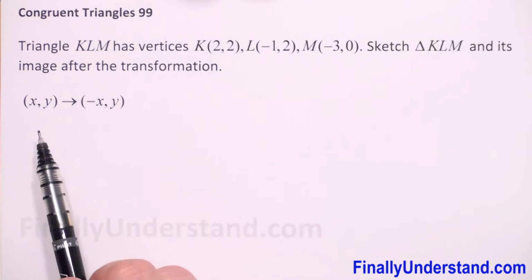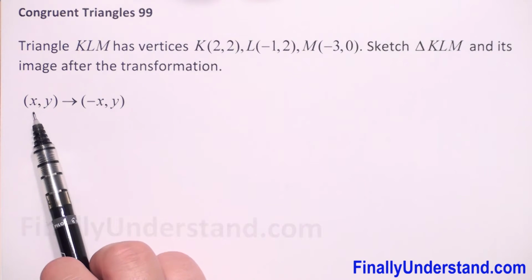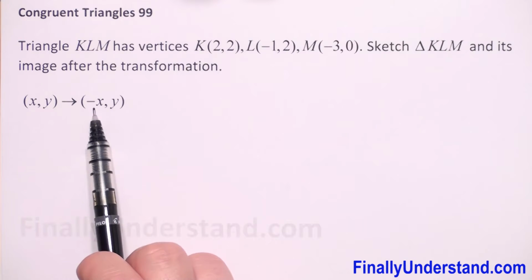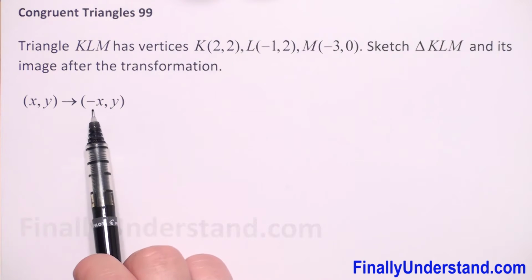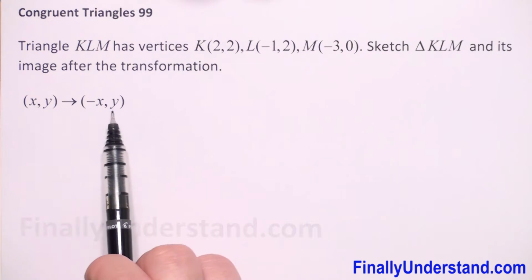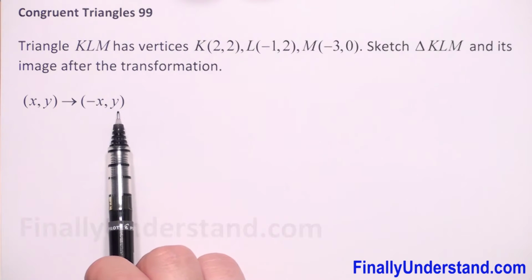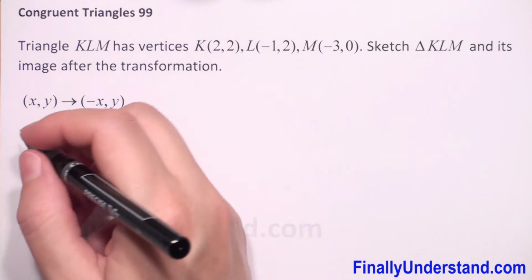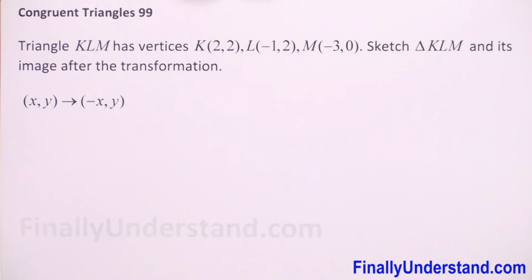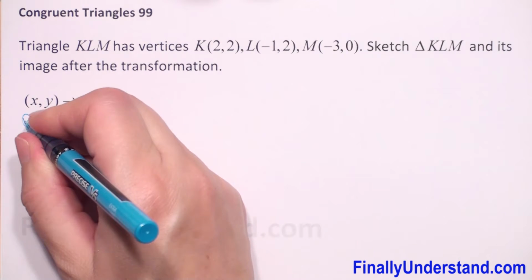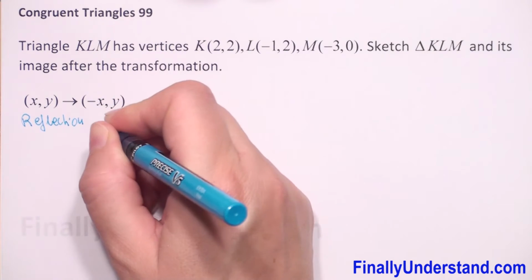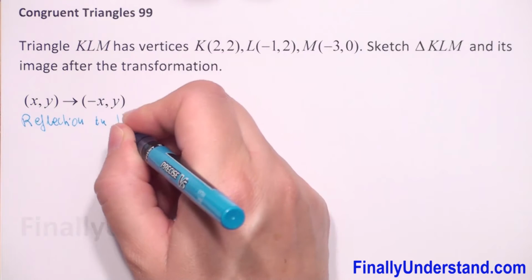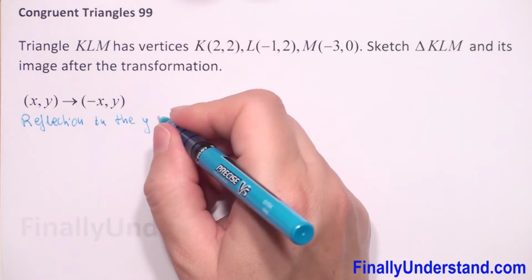And we see that we have notation that x is changed to negative x and y stayed the same. Because x is changed to negative and y stayed the same, it means that we have here reflection in the y-axis. So we can write that we have reflection in the y-axis.